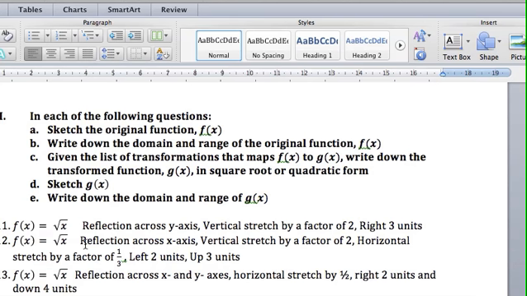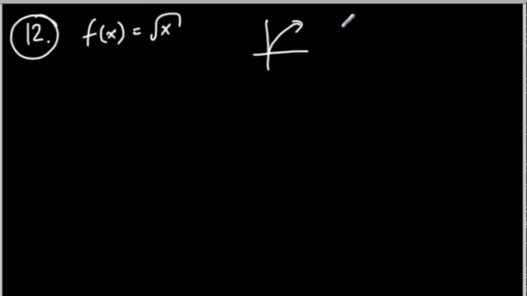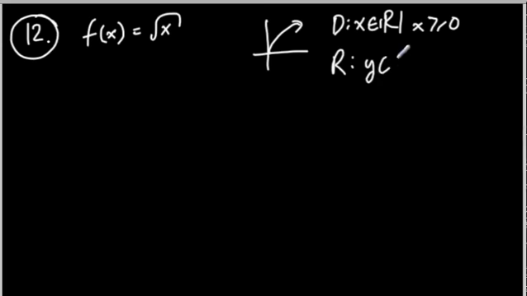Let's go to 12. Reflection across x-axis, vertical stretch by 2, horizontal stretch by 1/3, and left 2, up 3. Okay, so a lot of info. So here's our f of x. Always draw the f of x just so you know what it looks like. So x is greater than 0. Range is y is greater than or equal to 0.